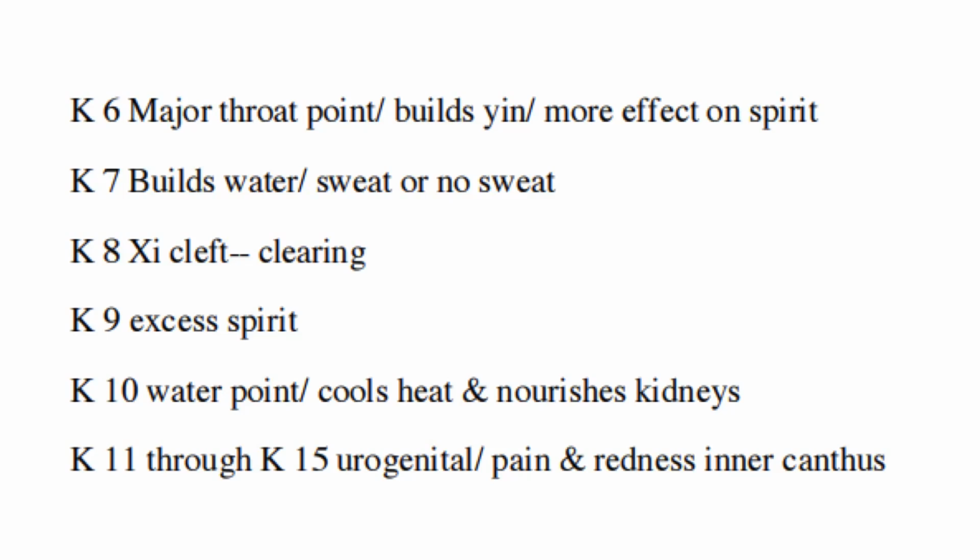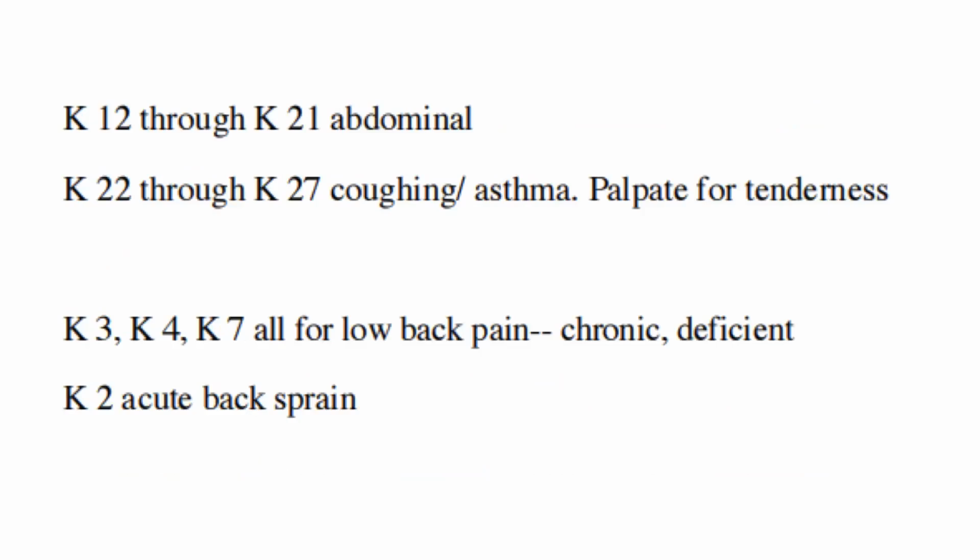Kidney 11 through kidney 15 are for urogenital disorders. They're also for pain and redness of the inner canthus. Kidney 12 to kidney 21 are for abdominal disorders. Kidney 22 through kidney 27 are good for coughing and asthma, and we palpate for tenderness along these points.